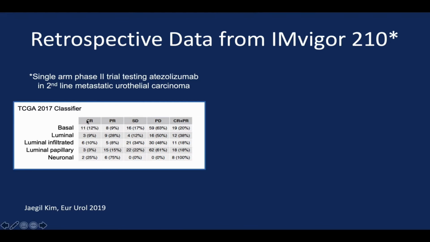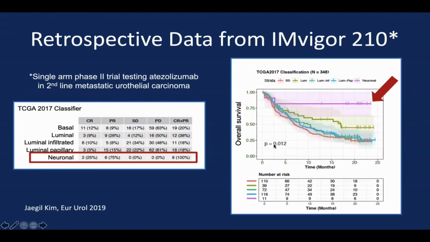And they looked at response, complete response, partial response, stable disease, progressive disease by subtype. And you see that the neuronal patients, all of them responded. So 8 out of 8 had a complete or partial response, whereas for the other subtypes, it was between 18 and 38%. So this caught their attention. They also had particularly good overall survival.